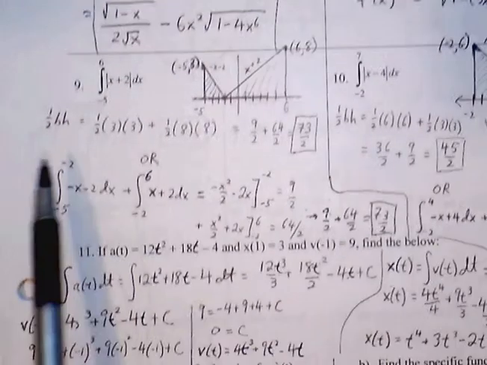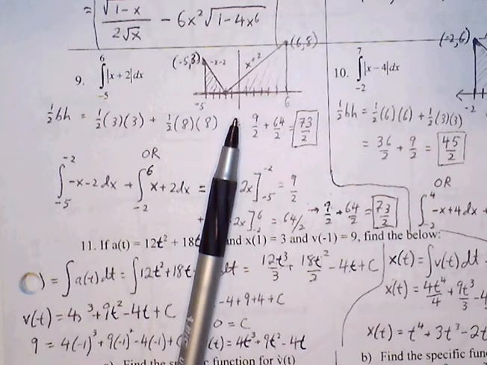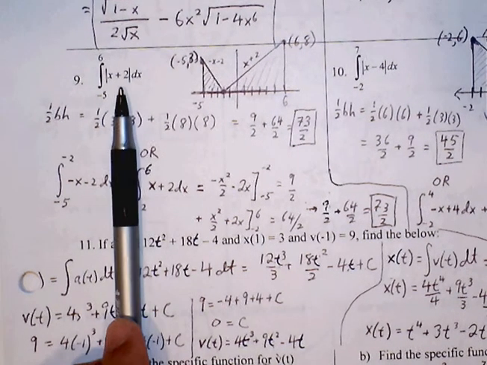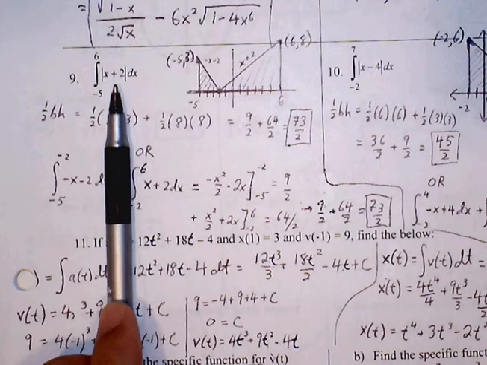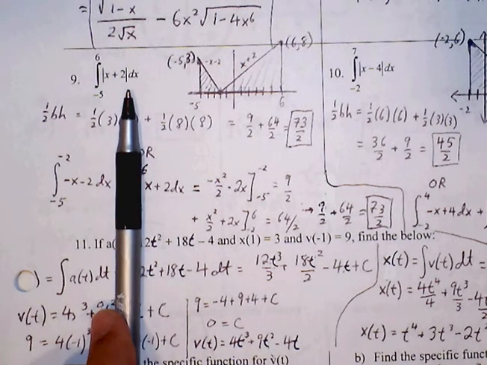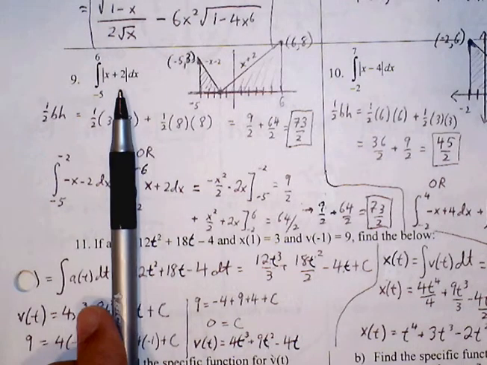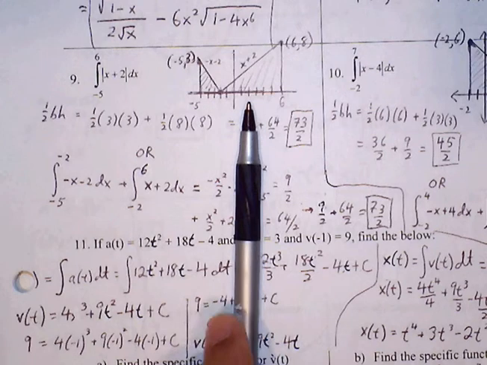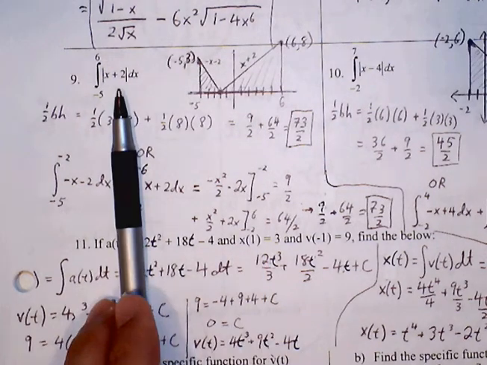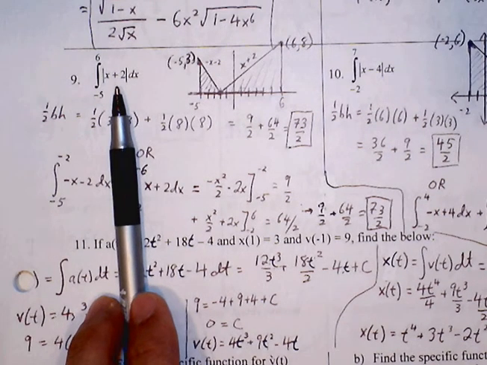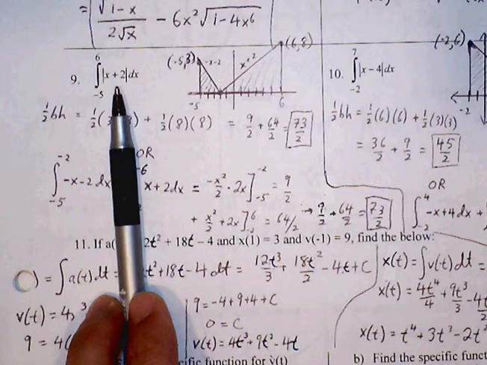Number 9, actually. So find the definite integral of the absolute value of x plus 2 from negative 5 to 6. So whenever you see an absolute value function and we want to find the integral, we can go through two methods. But either method, you're going to want to try and sketch the graph. Anytime you have an absolute value function, you know that your graph will be shaped like a V.